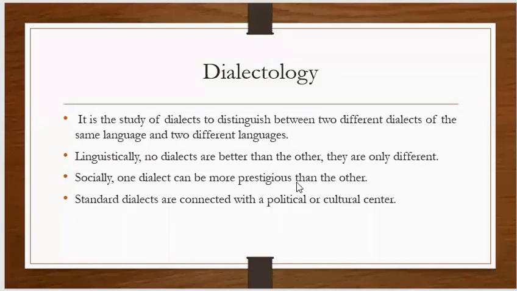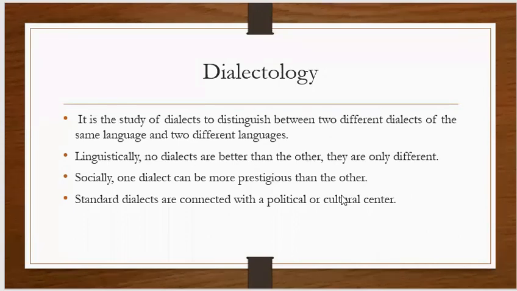Okay, the next is that linguistically, no dialect is better than the others. They are only different. Now, you might have a question: if a language has different dialects, or different varieties, which of the varieties is better? Linguistically speaking, no variety is better. Every dialect or variety of that language is linguistically equal, because it is doing what other varieties or dialects of the language can do, right?